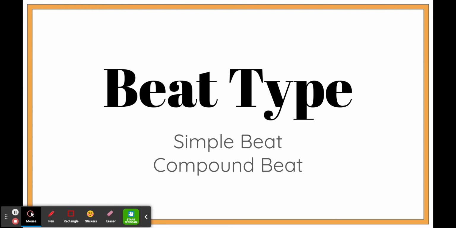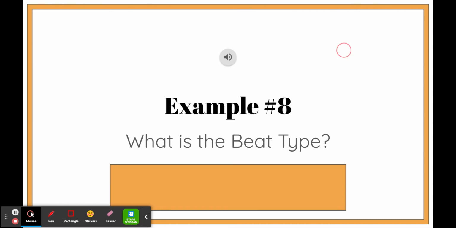You just practiced the two most common beat types, simple beats and compound beats. The beats that were subdivided into groups of 2 were simple beats. The beats that were subdivided into groups of 3 were compound beats. Let's try practicing again now that you know what they're called.